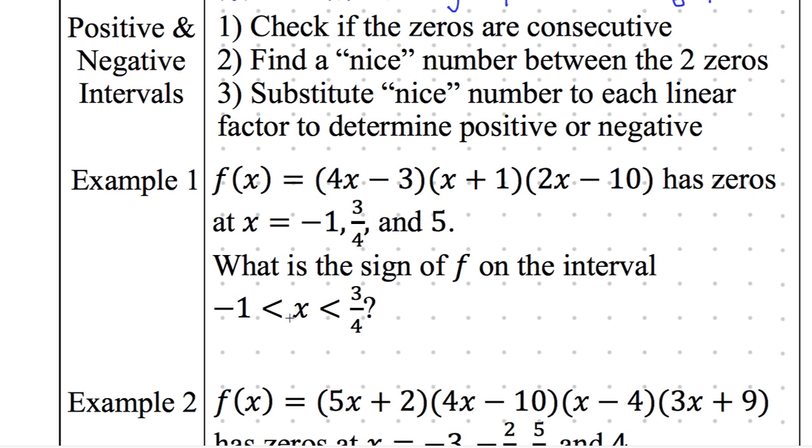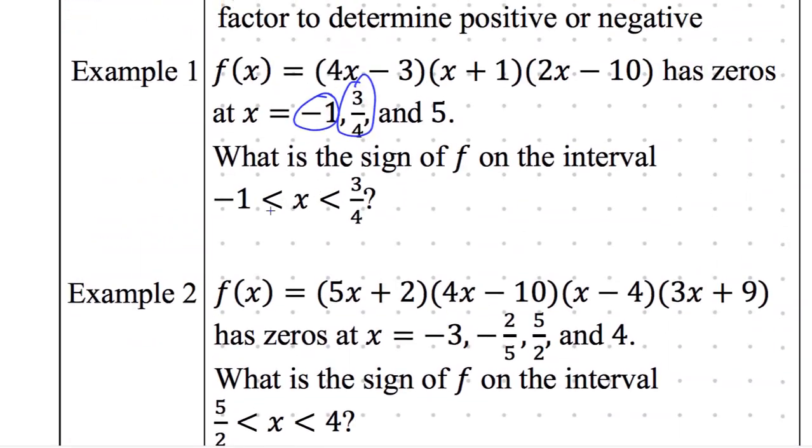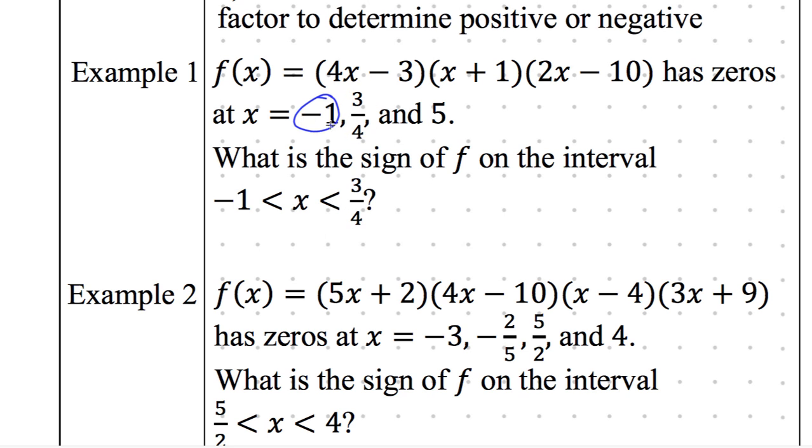These are consecutive because it's one followed by the other, which is the definition of consecutive, one after the other. -1 and 3/4 are right next to each other. However, if I had asked you -1 and 5, those are not consecutive. They are not next to each other. So far, so good. By the way, for the sake of this homework assignment, and this is your verbal star: if they are not consecutive, the answer is going to be they switch signs. I'm not going to repeat that, but that was super important.